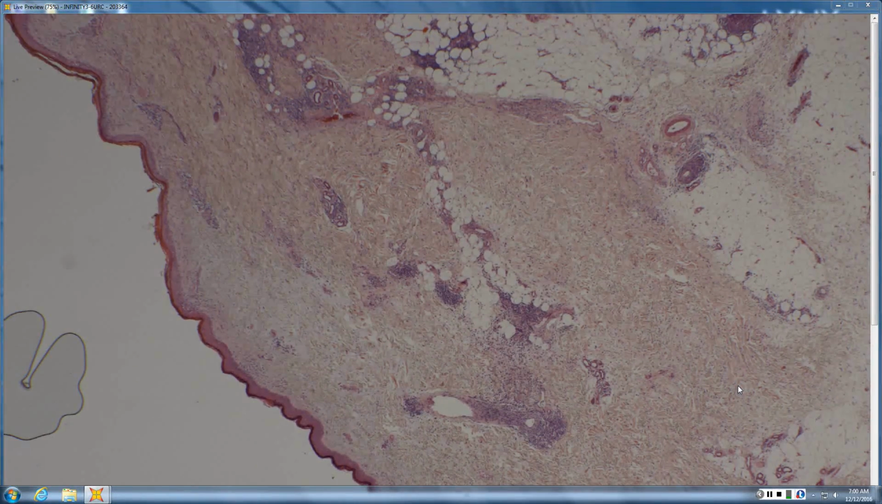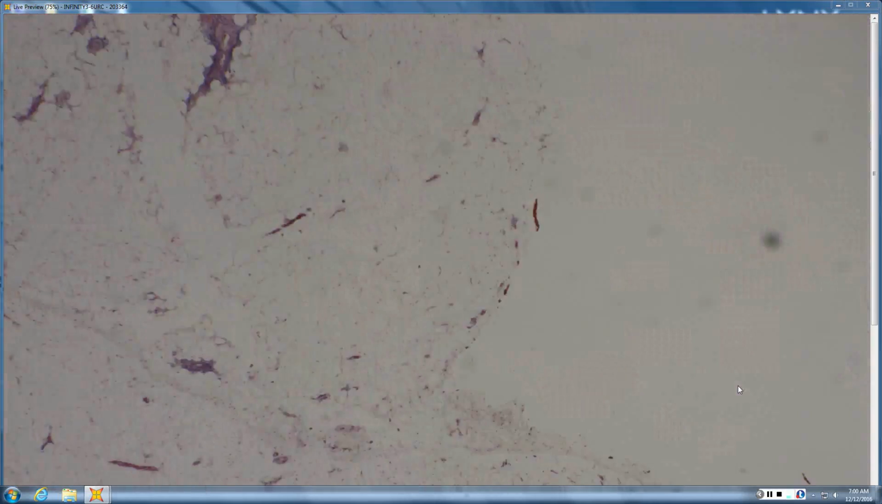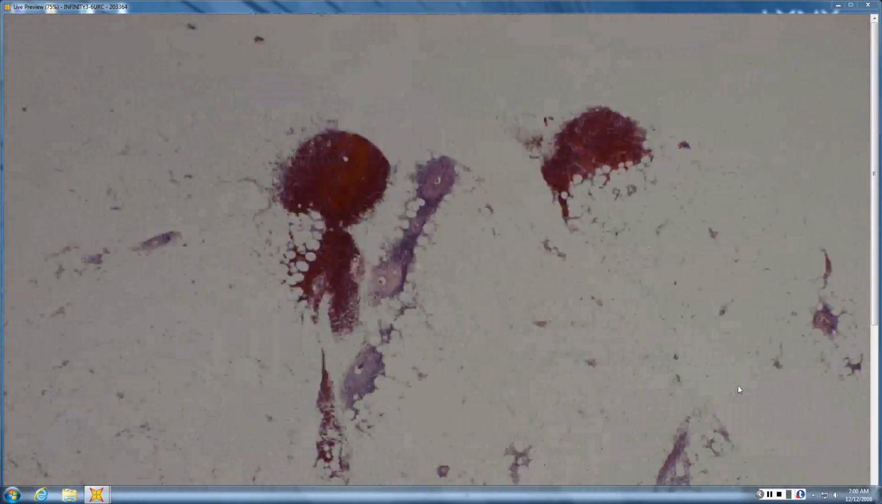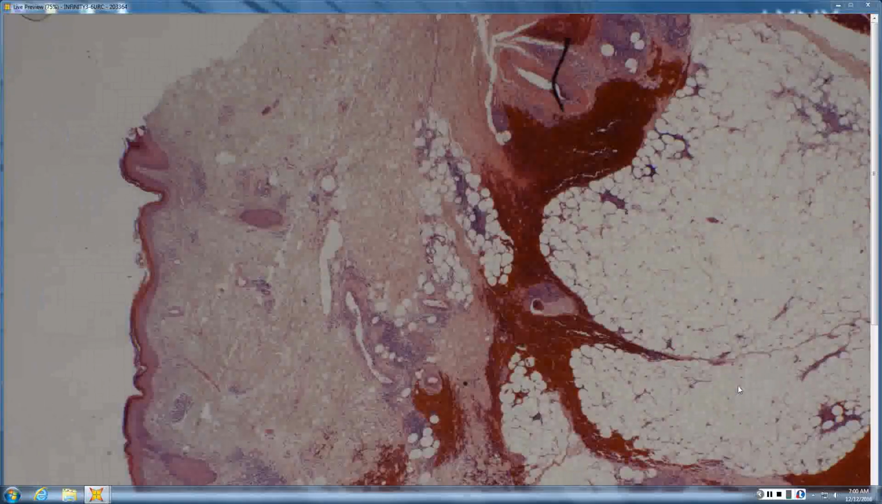Okay? Alright, so number 5. So what pattern do we have going on here? Superficial and deep. Good, so superficial and deep, and then what does that kind of take you into?